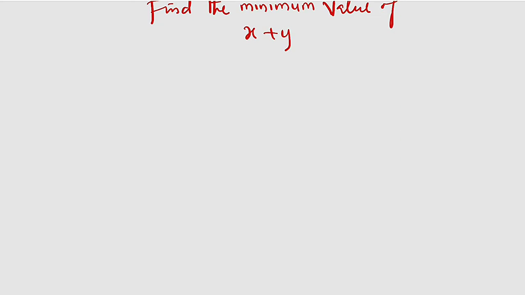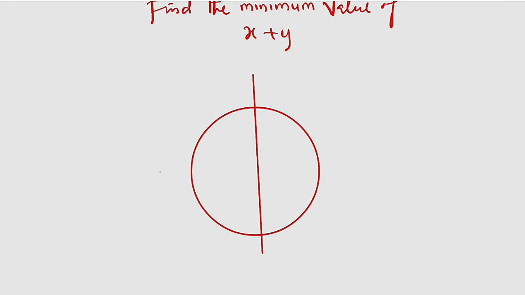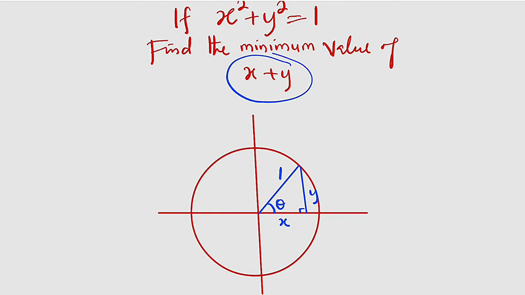So for instance, if I have my circle here, I would like to draw it on a grid. We have the y-axis and the x-axis like this. This is a circle of radius 1 unit, so this is 1 unit. What if we form a right angle triangle here? We have an acute angle theta. This side here is y, while this is x. Remember, we are looking for the minimum value of x plus y.